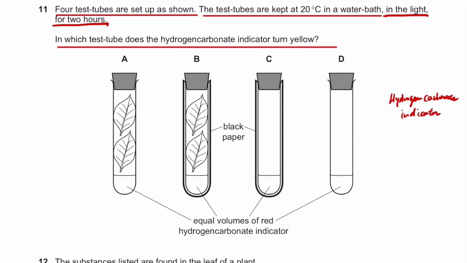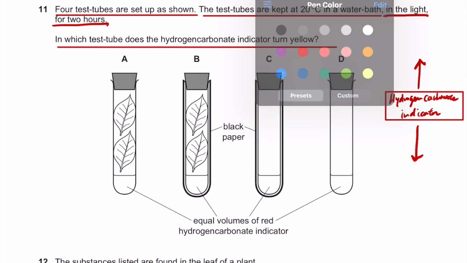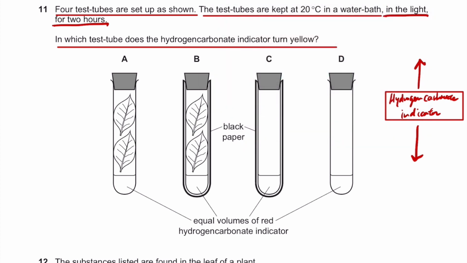So hydrogen carbonate indicator shows, or it changes its color from red, as you can see it's red, from red to other colors, depending on how much carbon dioxide is present. Okay, so it turns into yellow if there's a lot of carbon dioxide.